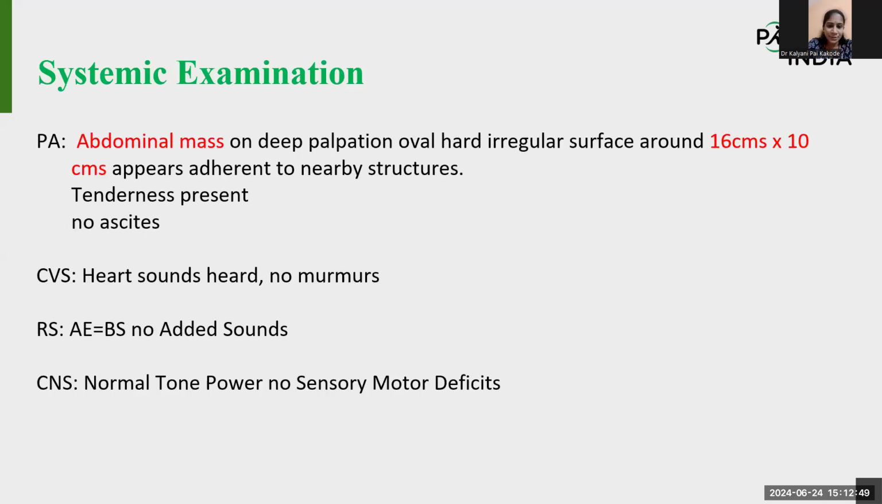So on systemic examination on per abdomen, we found that there was an abdominal mass on deep palpation, and it had irregular margins, and also the surfaces were adherent to nearby structures. So approximately the size was 16 centimeters by 10. According to the USG, it was showing 14. Now it had increased in size, and there was tenderness also. The rest of the systems were normal.